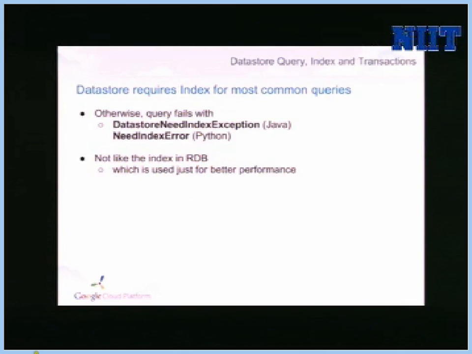If you don't have any performance issues, like if you are just having 100 rows in a table, then you don't have to put any index on the traditional database table. You can still run a query without having any index. But in Datastore, you cannot execute almost any query without an index table.